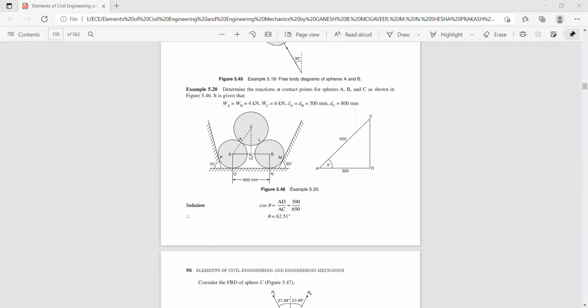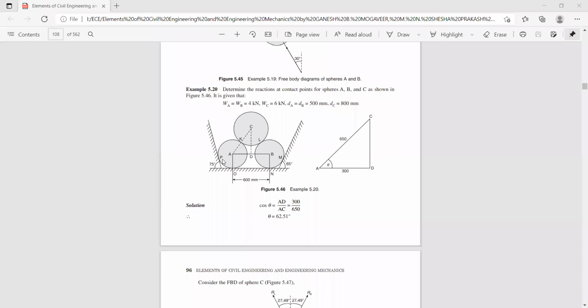If you take out the diameter, this is 600, so half of which is 300. Thereby you'll get this angle theta. Now we can calculate the angle theta. It works out to be 62.51. Now, you have to start with the sphere C, because here you have two unknowns.